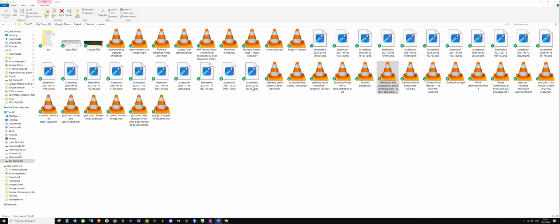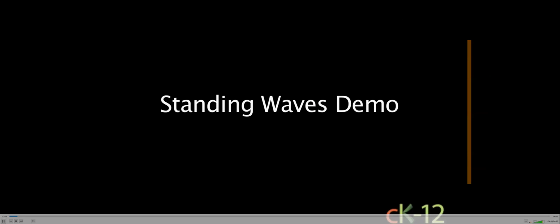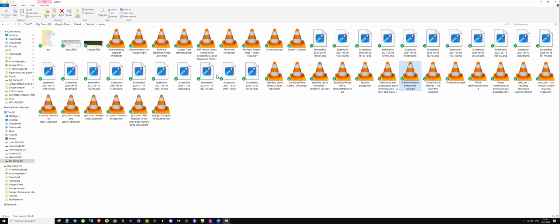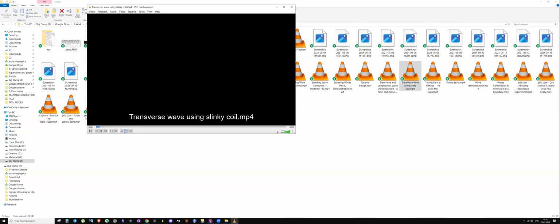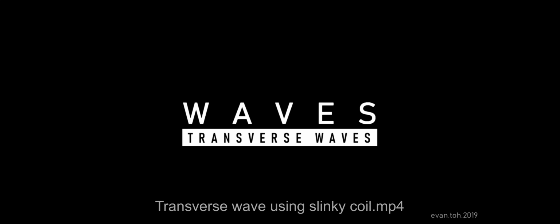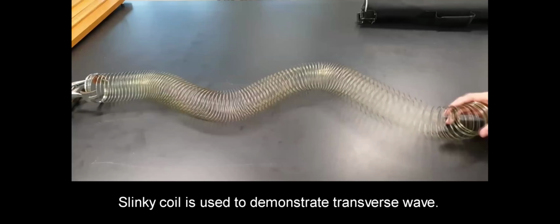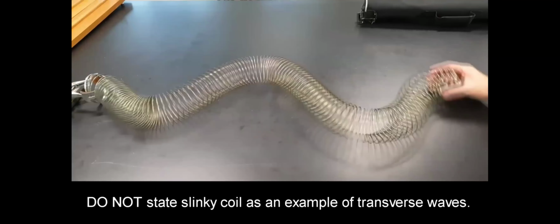I'll post this in the group. Let me show you one more. We have here standing waves. You will get this on Amazon for 300, 400 rupees. I do have one. Interesting stuff.